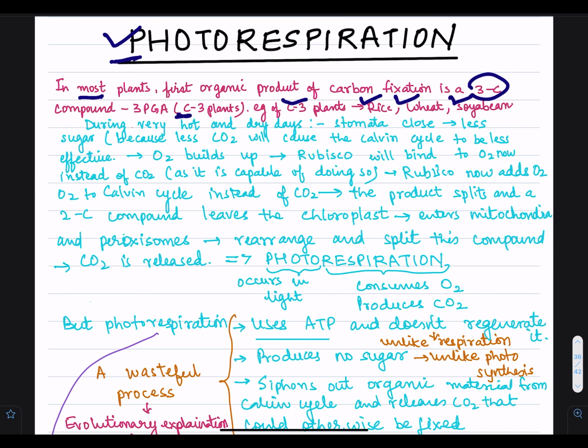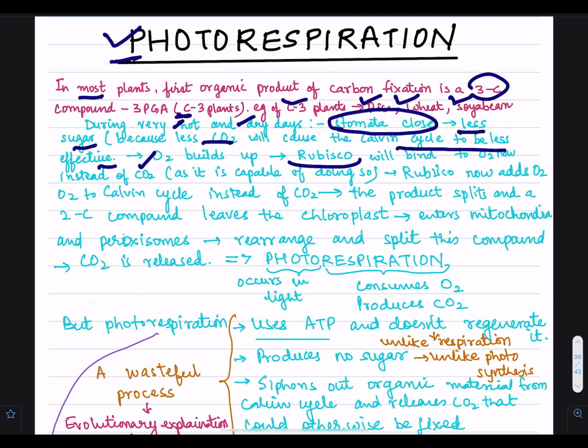Now, this all we have studied in my previous videos. What happens during very hot and dry days? The stomata of the plants close. Then if they close, they will produce less sugar. Why will they produce less sugar? Because less carbon dioxide will enter and it will cause the Calvin cycle to be less effective. Then oxygen will build up.